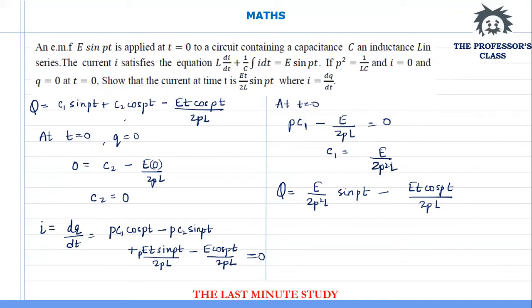So this is the equation of the charge, but I need to show that the current at time t is... So current is the rate of change of charge again. So I need to find dq by dt. So this again I need to differentiate. So this will become E t cos pt over 2p square L. This is done.